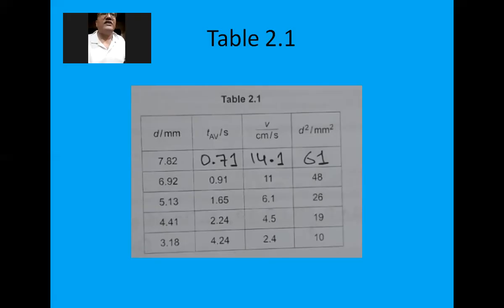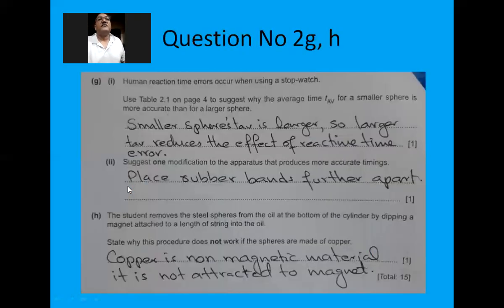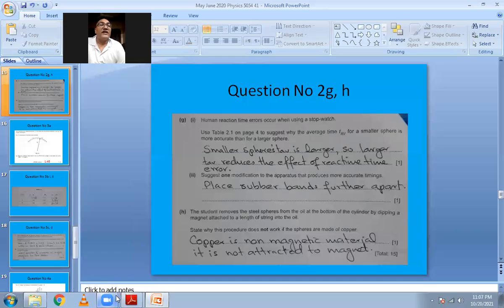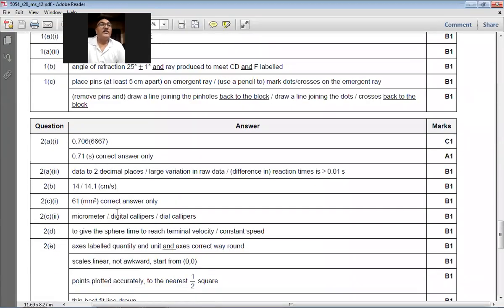So let me show you exactly how you write this answer. Smaller spheres, average time is larger. So larger T average reduces the effect of reaction time error. I used the word reactive, I think it's reaction time error. Let me check.